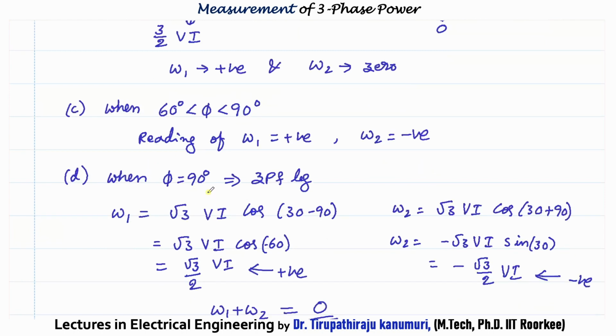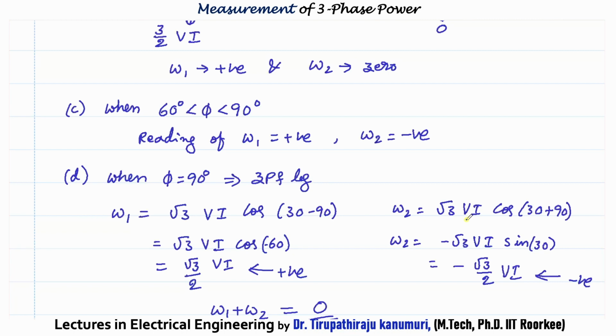So once it reaches 90, which is also called a ZPF lag, if you substitute there, it will be root 3 times of VI cos of 30 minus 90. That means cos of minus 60 or nothing but cos 60. What is cos 60? Cos 60 is 1 by 2. So this value becomes root 3 by 2 times of VI.